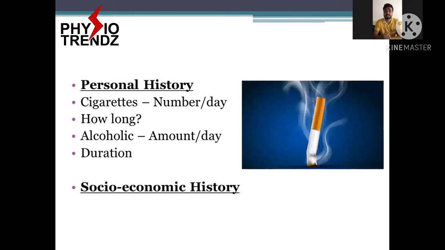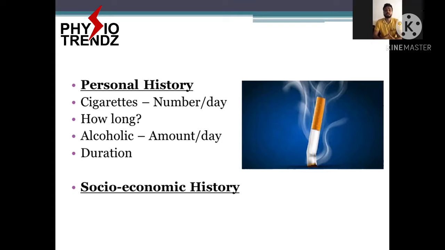Next is personal history. Personal history includes all the bad habits of the patient, which the patient has been continuing. It can be cigarette smoking, alcohol consumption, or tobacco chewing, and all this information along with how many days a week they are taking it, and since how long they are taking it. All these details also have to be taken so that we can understand what the bad effects of these personal habits can be.